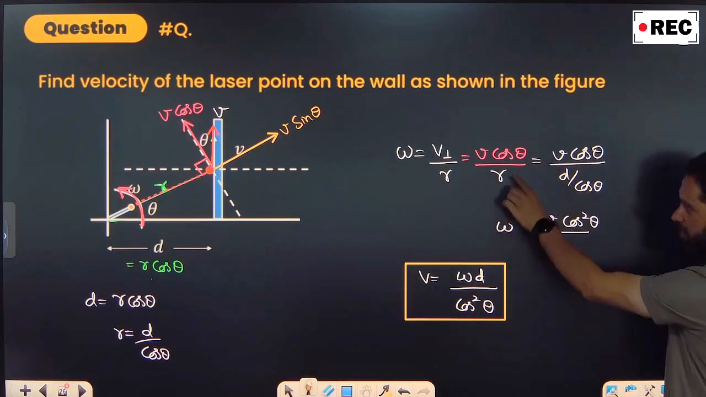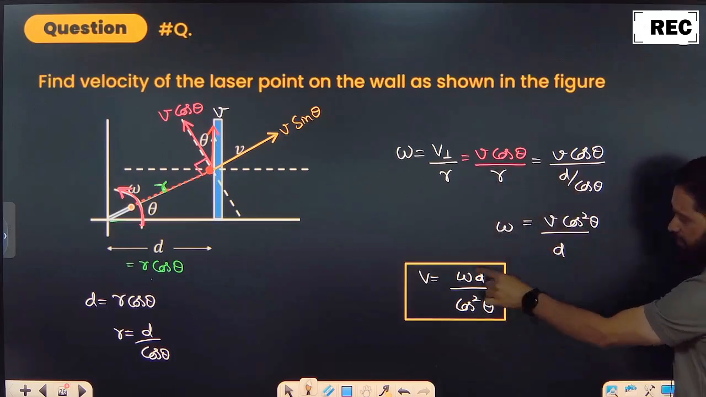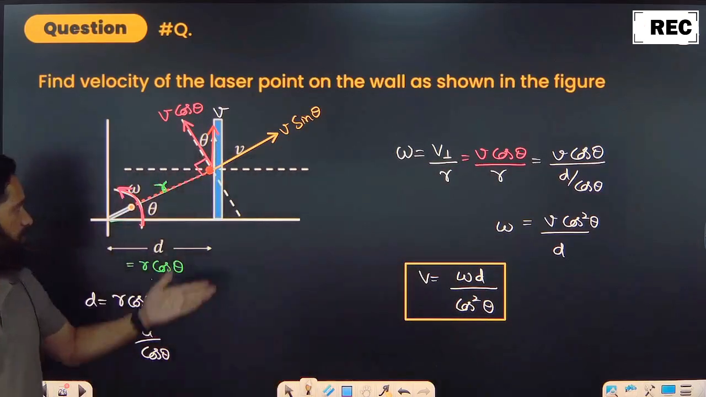At the last, finally this is also the answer, this is also the answer. But why am I writing this? Because finally you have to convert into this. Okay? This is how you will do it.